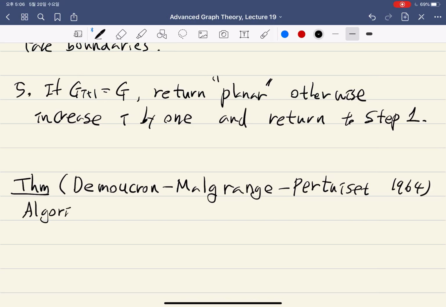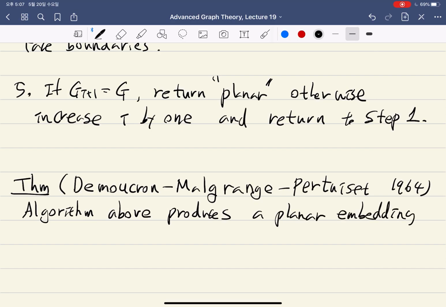So the algorithm above produces a planar embedding, if G is planar.